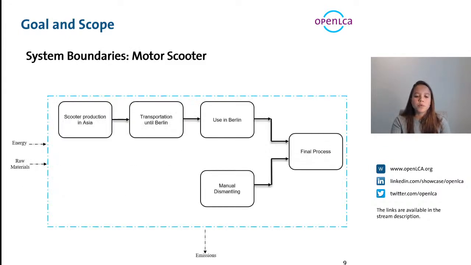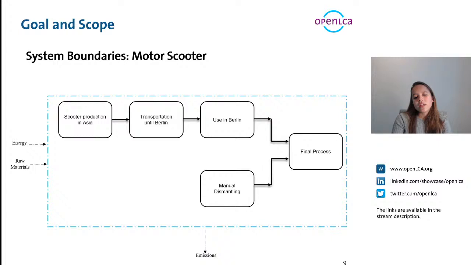So for instance, for the motor scooter, we can consider first a step of production, and then we need to transport the scooter into Berlin because we are considering that they are used in Berlin. And then we have the step of manual dismantling. And finally, we have one final process that has no real physical meaning, but is just to connect these two processes.